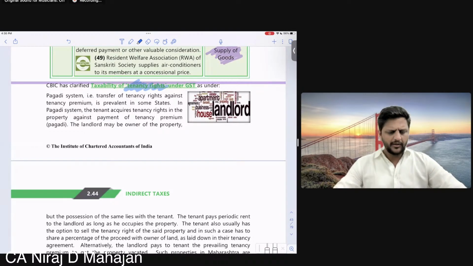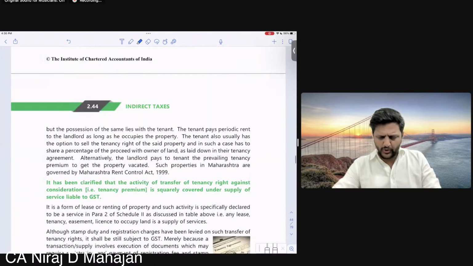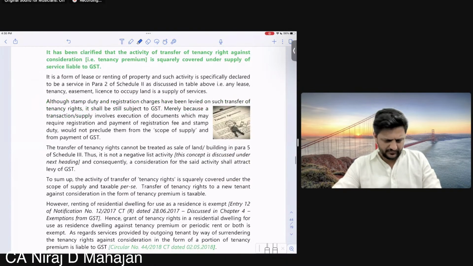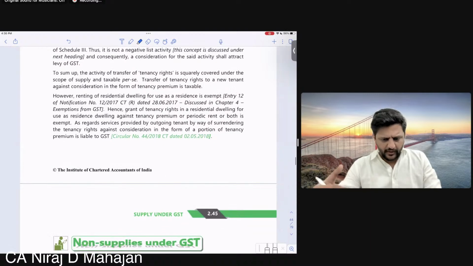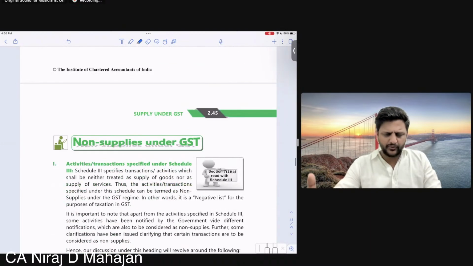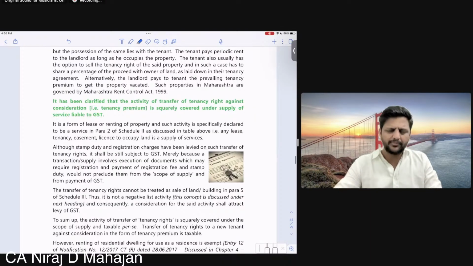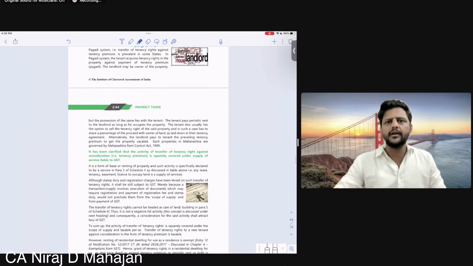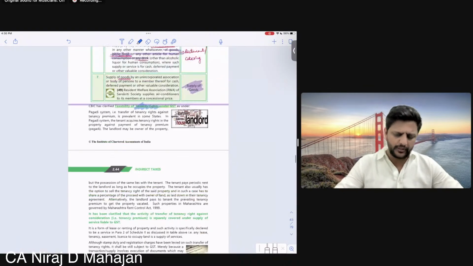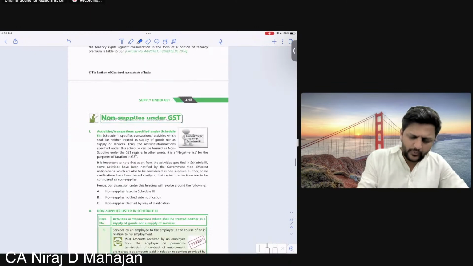Pagdi system, should we go into it? Otherwise, we'll come to it later on. Pagdi means again, you can say a temporary right to hold the property. I'll come to that. Sure, no problem. We'll come to that in some time.